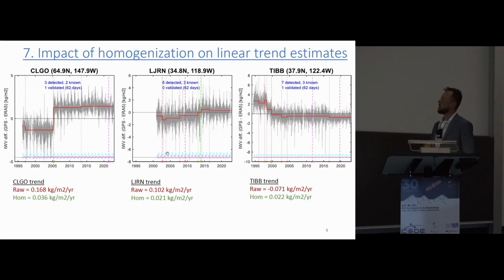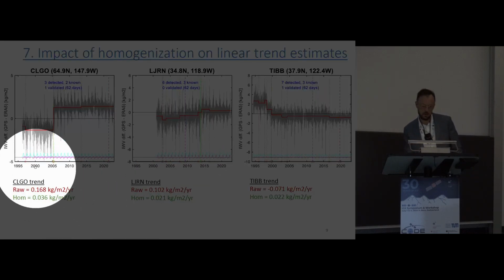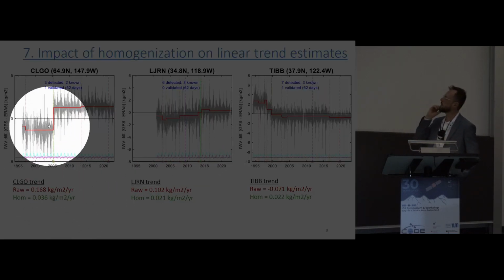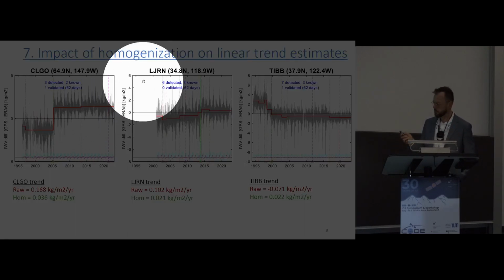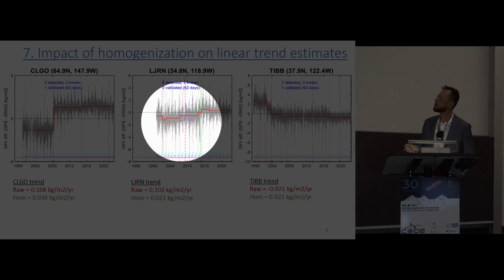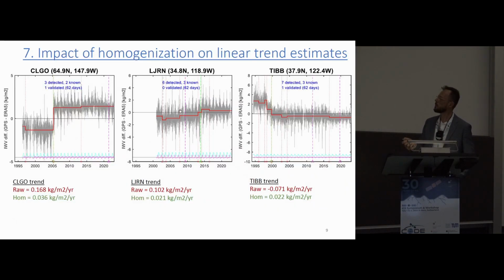So these are 3 examples with quite large jumps. And the impact on the trends is shown at the bottom. Information is missing on the attributes of the changes, but if I remember well, on the first example, in this case, you see there are 3 changes detected. They are all 3 due to GNSS.